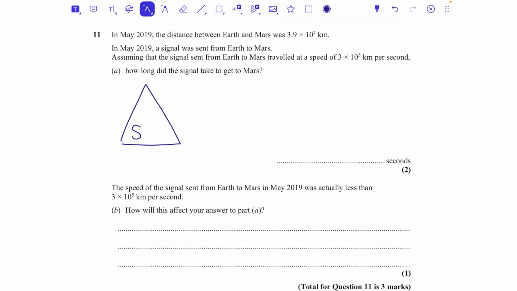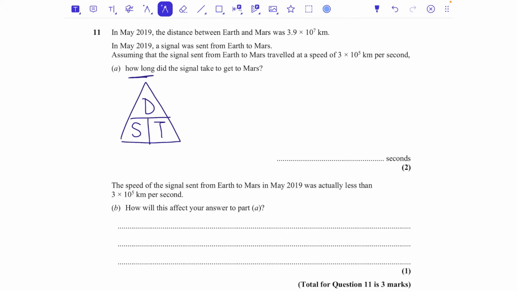So I'm going to write that triangle: speed, distance, time. They are asking me how long it took, so they're asking me for the time. To find out the time, we cover that up and we do the sum that's left behind, and that's going to be distance divided by speed. So the distance is 3.9 times 10 to the power of 7, and we're dividing that by the speed, which is 3 times 10 to the power of 5.